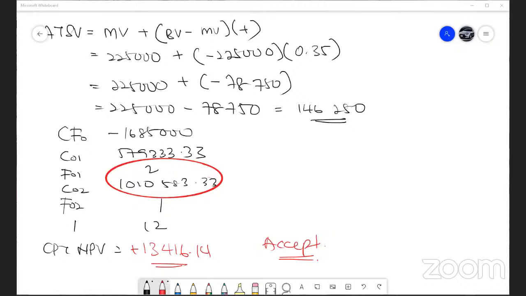New headache coming now. What is the headache? They want you to use the MACRS table. So what is this MACRS table? I hope it is attached with you. I don't know whether you have it with you or not. Let me find. Is there a MACRS table or not? Oops, I think it's not attached here. Let me find it on Moodle, to see whether it's there or not.